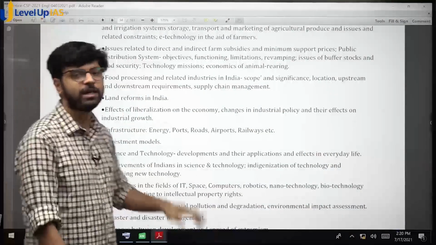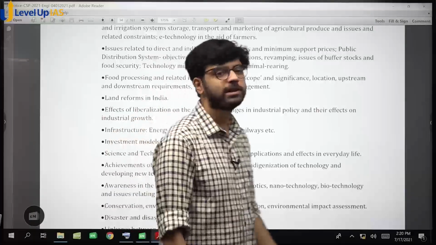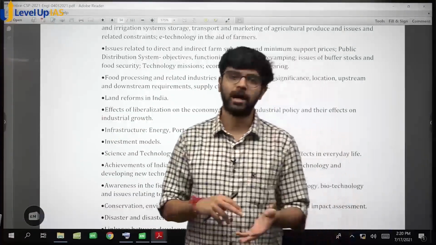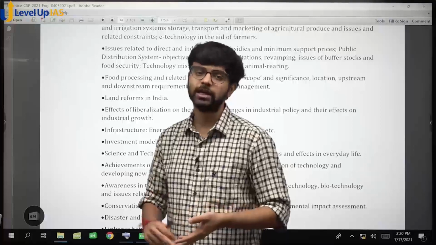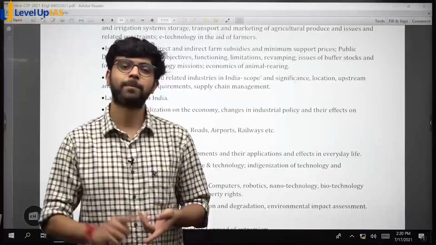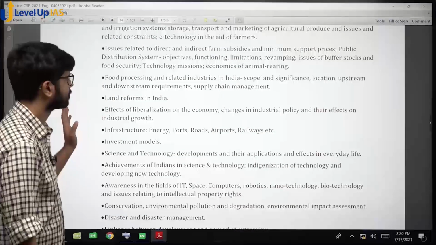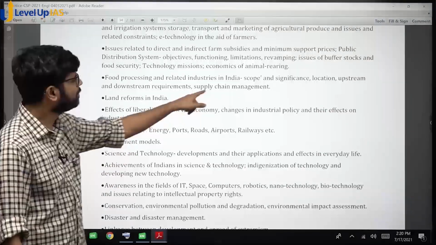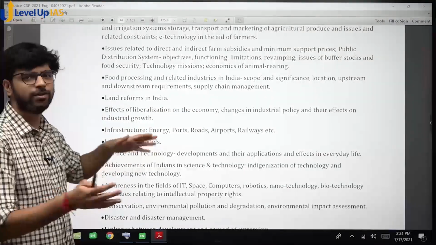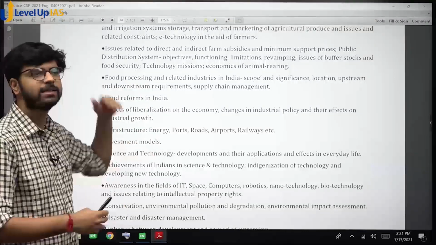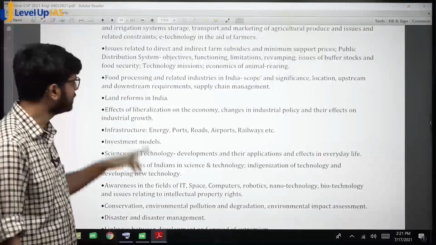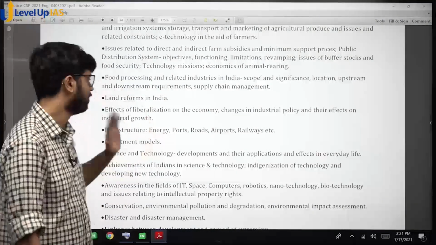Can we recollect what is there in point 6 very quickly? Food processing and related industries, and its sub-points: scope and significance, location, upstream, downstream requirements, supply chain management. Yes or no? This is nothing but a reiteration of backward and forward linkages, upward and downward, upstream, downstream. It is nothing but the entire 1 to 6 again, right?